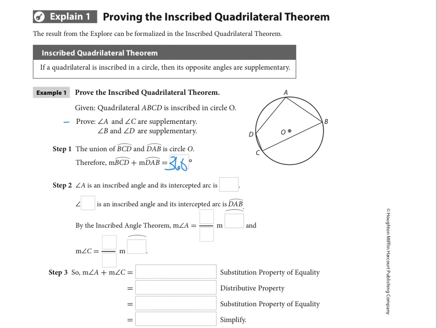Since A is an inscribed angle here in step 2, and its intercepted arc is arc BCD, and also angle C is an inscribed angle which has an intercepted arc of DAB, then because of the inscribed angle theorem I know from the last section, I know that the measure of angle A is going to be just half of the measure of the arc it cuts off, which is BCD. And the measure of angle C will also be half of the arc it cuts off, which is DAB.